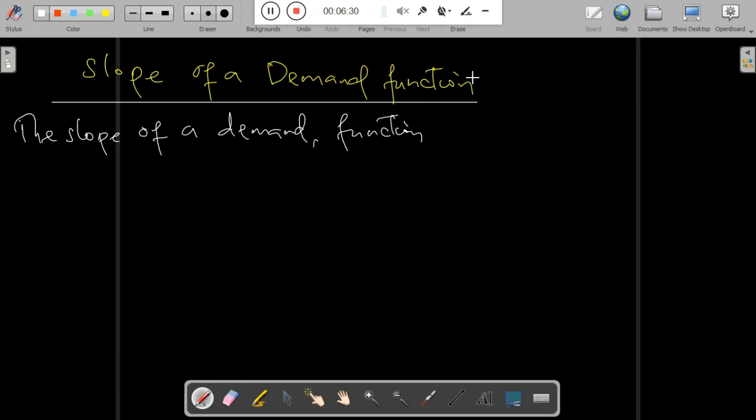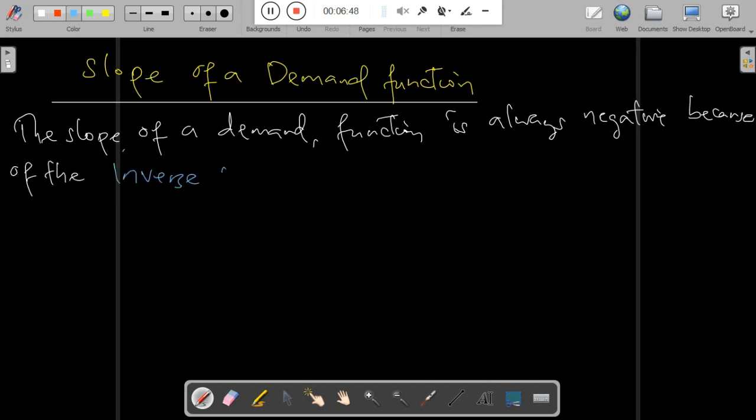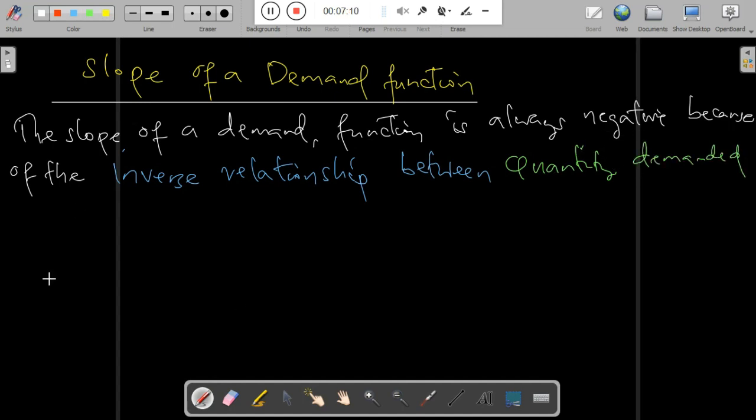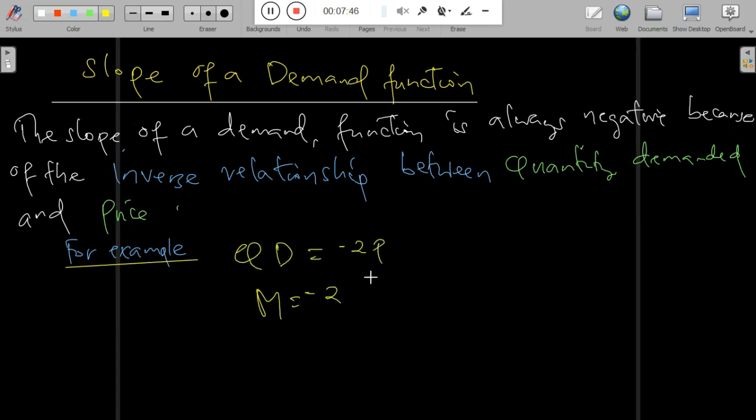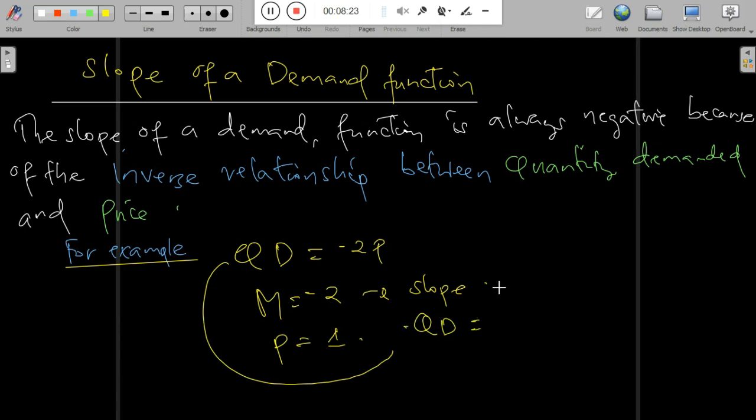So let's discuss the slope of a demand function. The slope of a demand function is always negative because of the inverse relationship between the quantity demanded and the price. So for example, we have the quantity demanded with m equal to negative 2, that is the slope, and the constant is 20. When we plug into the demand function, the quantity demanded function will be negative 2P plus 20. That is QD, which is equal to 20 minus 2P.